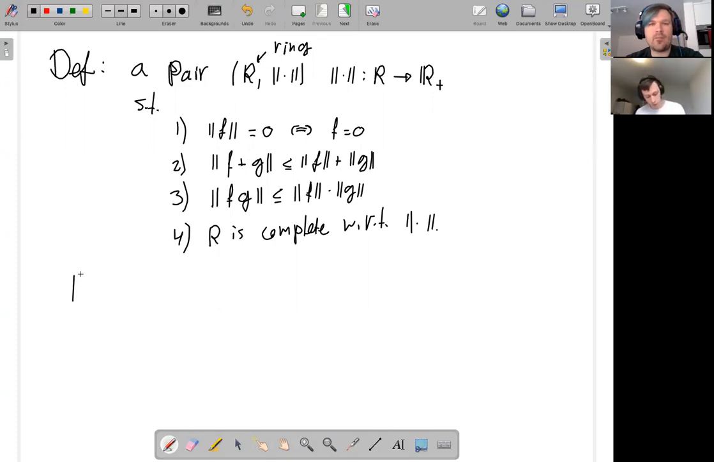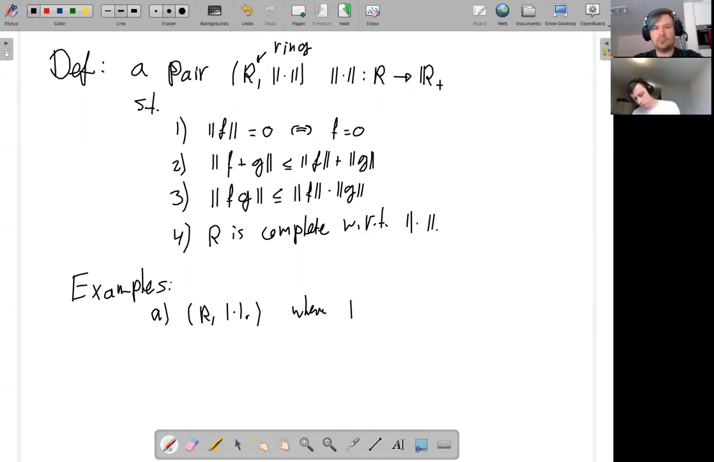Okay, so examples. Any ring R with a trivial absolute value. Because here the Cauchy sequence is eventually constant, so of course it's complete, and all the other properties are obvious.